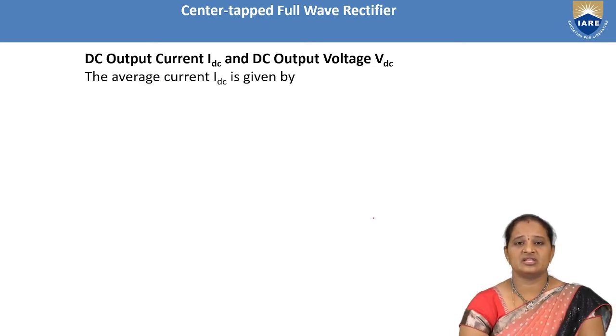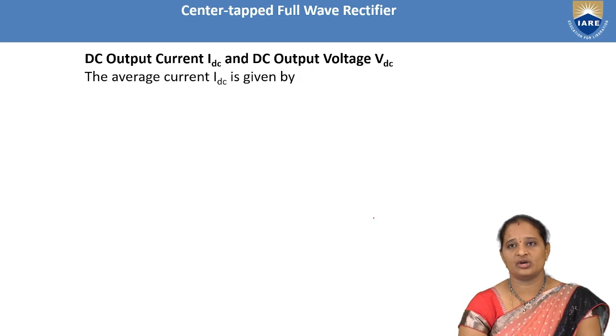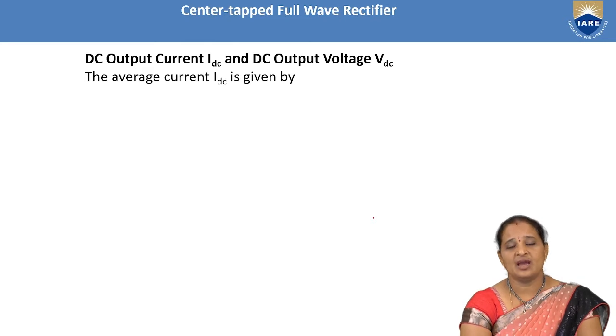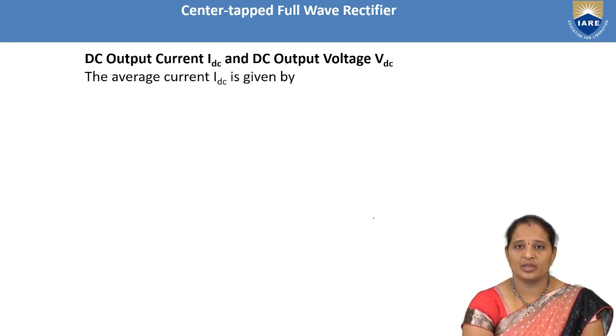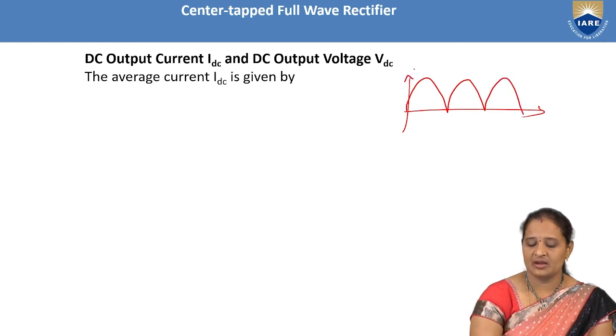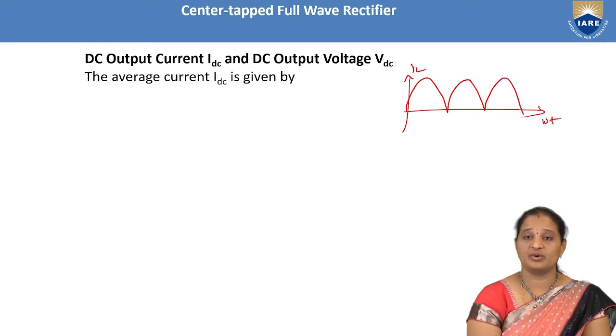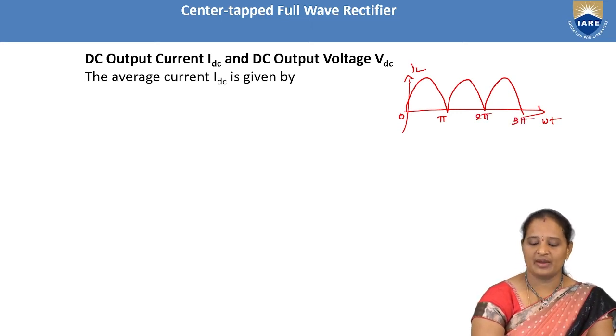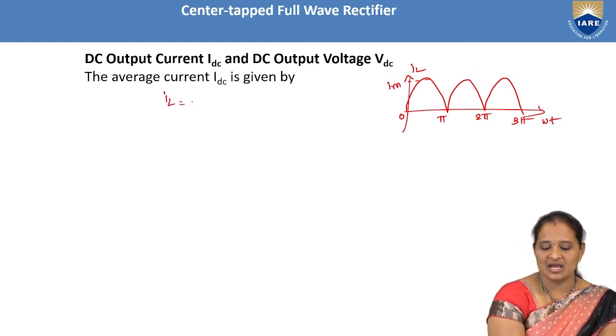So first let us start with DC output current and DC output voltage. Always remember, DC current or DC voltage will be measured as the average value, and the average value can be found out by finding the area of the curve representing load current or output voltage. So this is the output voltage, output current waveform, 0 to pi, pi to 2 pi, 3 pi, and here this is Im. So we can also represent this IL as Im sin omega t.